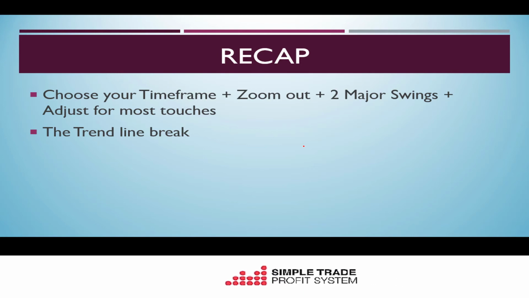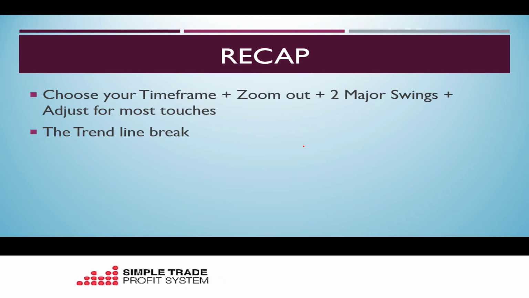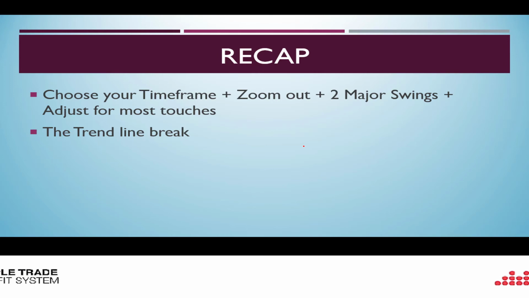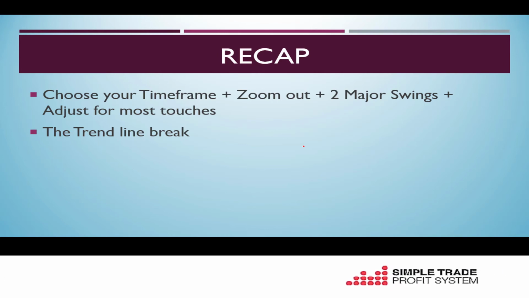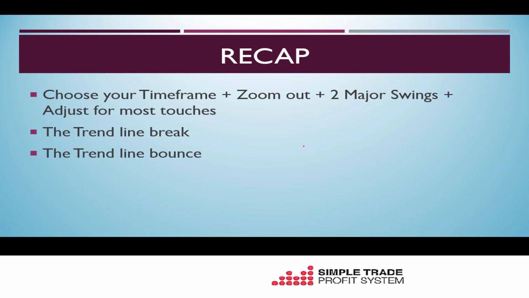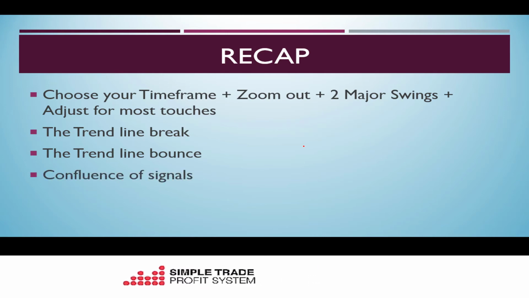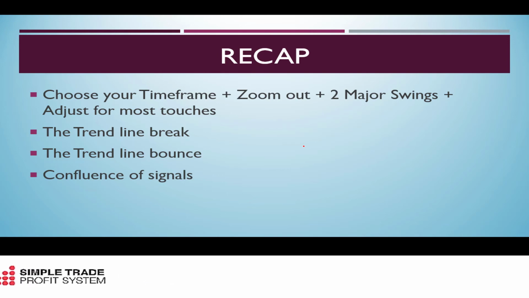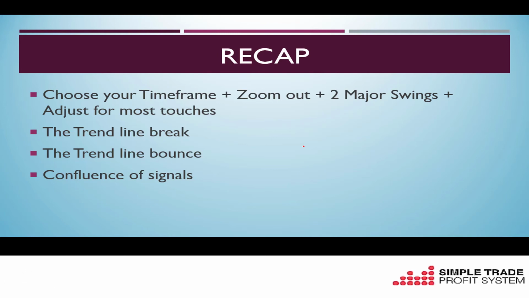Trading trend lines, there's 2 different ways. You can trade the trend line break, which is breaking out of that trend line, even coming back down and retesting it before reversing to the opposite direction. You can trade it with the trend line bounce and the confluence of all 3 of those signals: support, resistance, trend line, and those candle structures.